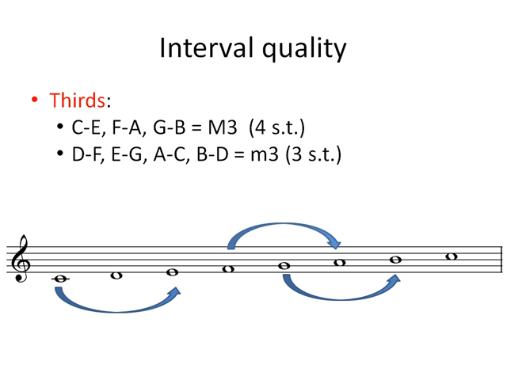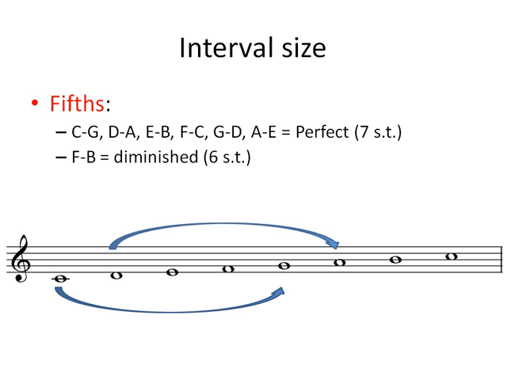This slide classifies all of the diatonic thirds in C major. Some are major, consisting of 4 semitones. Others are minor, consisting of 3 semitones. This slide classifies all of the diatonic fifths in C major. Most of them are perfect, consisting of 7 semitones. One is diminished, consisting of 6 semitones.